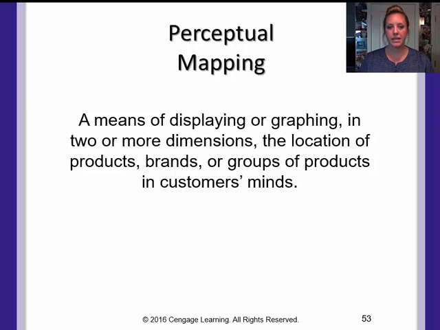So perceptual mapping is the means of displaying graphically or visually in two or more dimensions the location of products, brands, or groups of products in the consumer's mind. So if we're talking about automobiles, we could talk about BMW, we could talk about Mercedes, we could talk about Lexus, Toyota, Honda. All of these different brands have different aspects that they are most noted for.